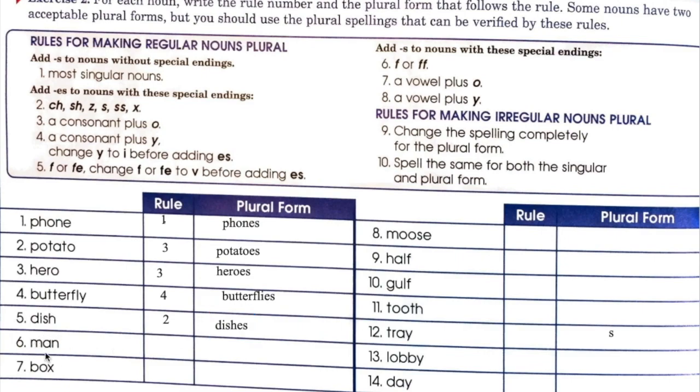Man. Man is completely irregular. It's an irregular noun. So that's rule number 9. For rule number 9, we have to change the spelling completely for the plural form. Men. Box ends with an X. Look for the rule that says ends with an X. That's rule number 2. Rule number 2 says add ES. Boxes. Number 8, moose. Moose is just completely irregular, but we don't change the spelling. Singular of moose, 1 moose is moose, and plural of moose is moose, so 5 moose. All right, so it's rule number 10. The plural of moose is moose.